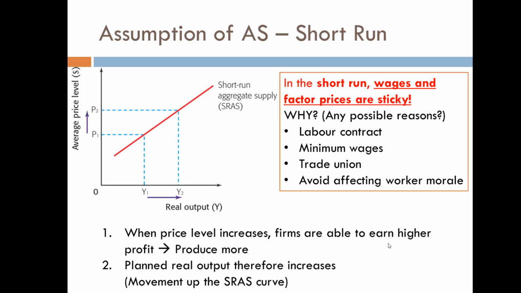So for the firms in the short run, they are going to earn a higher profit. Because of that, they are going to produce more. So if that's the case, then you will see the relationship in this curve. When the price level is getting higher, the real output that they are willing to produce will be higher as well. So you will see a movement going up along the SRAS curve because of such idea.